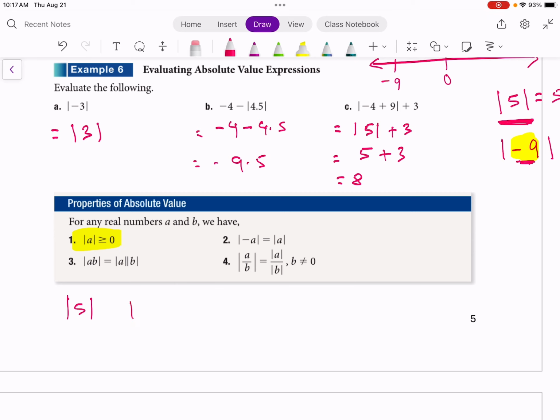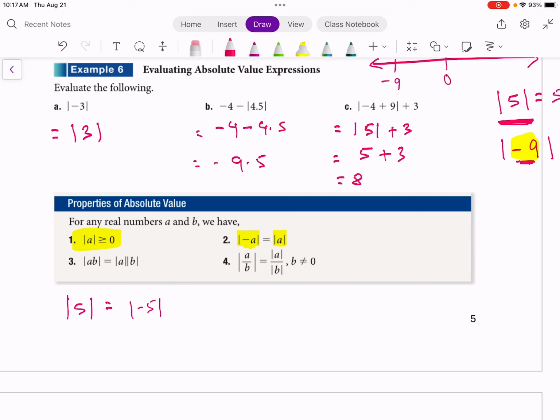Next, the absolute value of positive 5 and the absolute value of negative 5, how are these two related? They are exactly the same, right? So that's what we have for part B. The absolute value of negative a is the same as the absolute value of positive a. So these two are equal to each other.